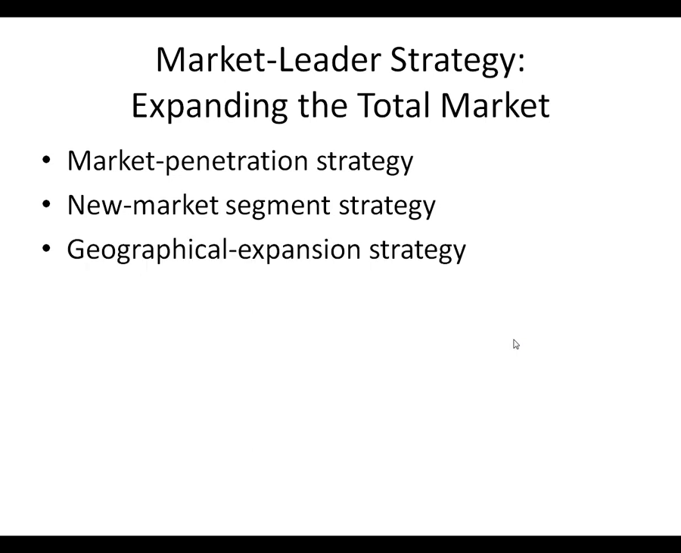Geographical expansion. Say you just operate in one particular area. Well, as long as you're not segmenting based on geography, if you're segmenting based on, say, income, there are people outside of your geographic area that have similar levels of income to those that you're targeting within your geographic area, so you can just jump and start targeting them as well. So you're expanding the total market by going into a different geographic location.